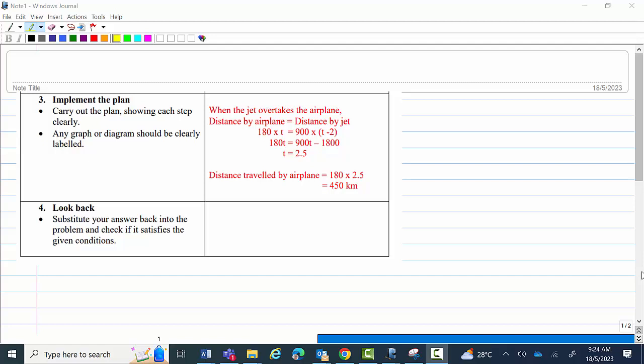Afterward, you substitute back to check your answer. Does it make sense or not? The total time traveled is 2.5 hours. This is how you substitute your answer back into the problem. You check it against the original word problem.